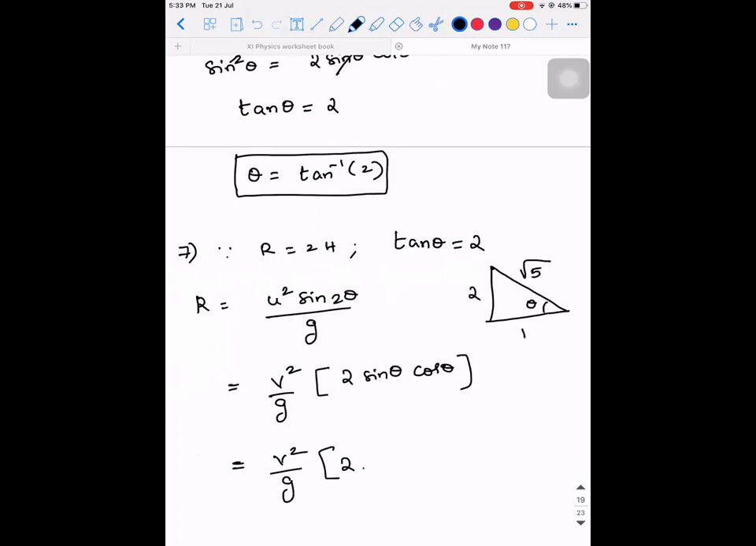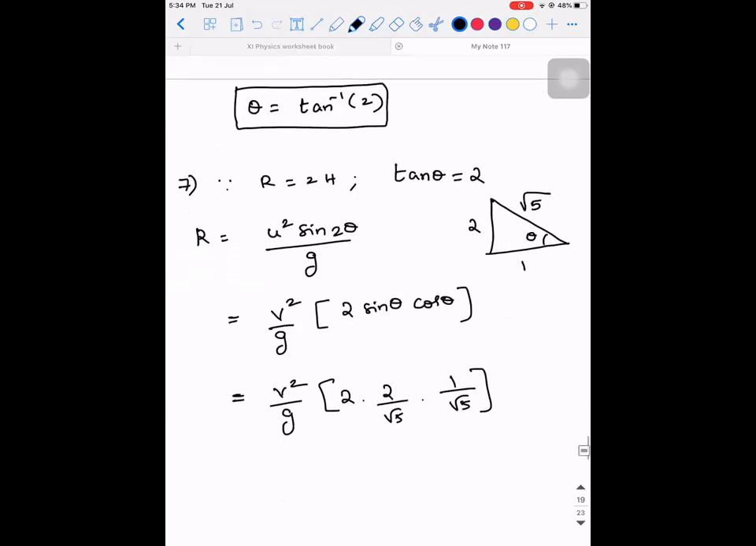So what will the hypotenuse be? Root 5. Right. When tan theta is 2, sine theta is 2 divided by root 5, and cos theta is 1 divided by root 5. So what do you get in the numerator? 2 into 2, 4 v square divided by root 5 into root 5 is 5g. So this is the expression for range in this particular question. It is 4v square divided by 5g.